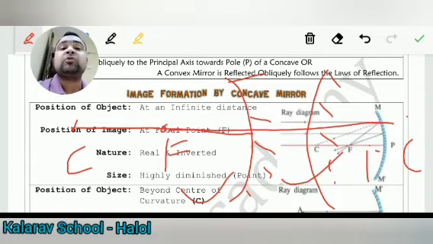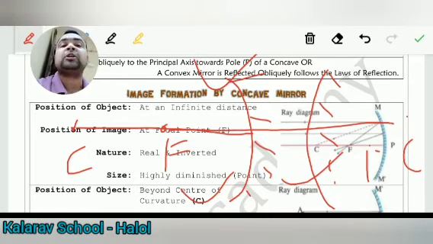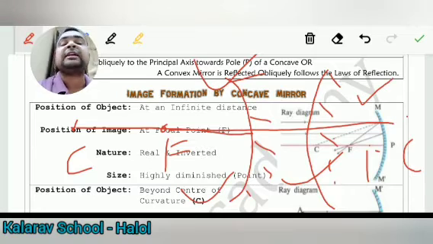Now what you have to do, you have to see for which position the object is provided. The object should be placed at the appropriate distance from the mirror. For the concave mirror, there are 6 possible cases based on the position of the object. How many? 6 cases. While in the convex mirror only 2 cases are possible for the different positions of the object.